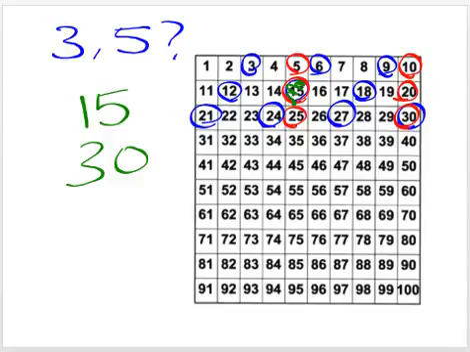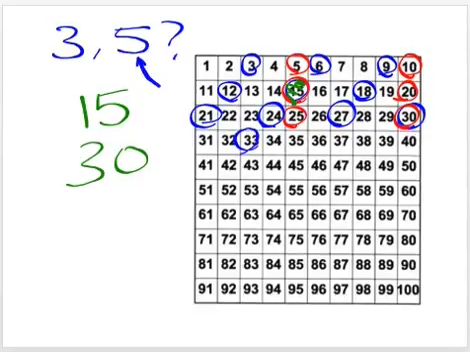So sometimes if I don't have a 100 chart available, I can just think in my brain. I think multiples of 5 are a lot easier to think about than multiples of 3. Like I can just count by 3s in my head and I can tell if one's going to work with 5. So that's what I would probably do. In my head, I would keep counting by 3s until I land on a number that I know also works with 5. So after 30, I would do 33.